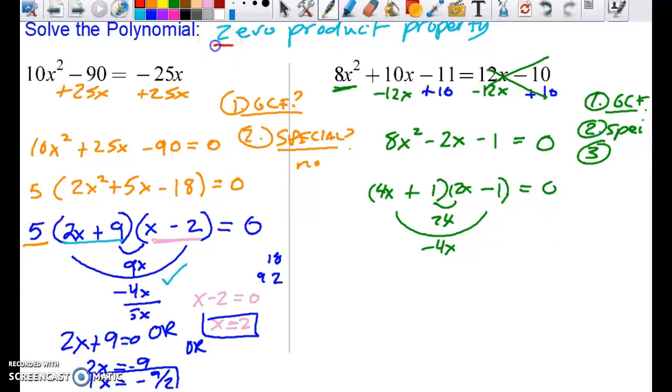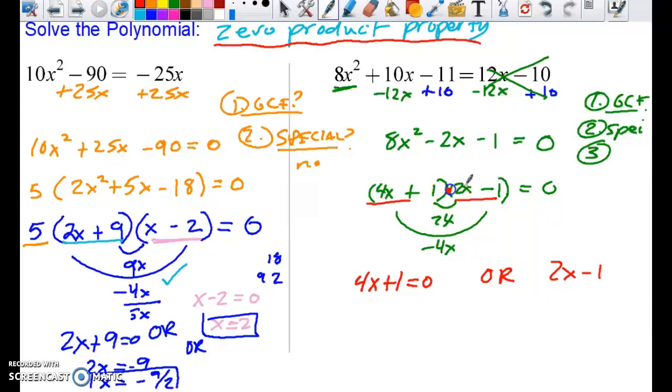Again, by what property? Zero product property. We know that 4x plus 1 has to equal 0, or the 2x minus 1. One of these two factors, since they multiply together to be 0, has to equal 0.